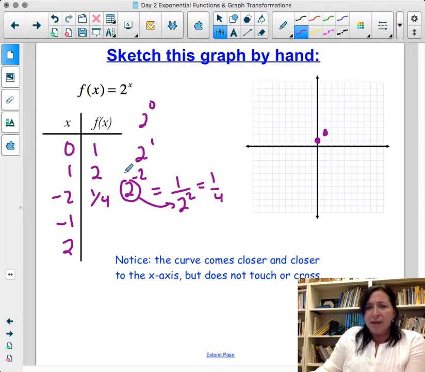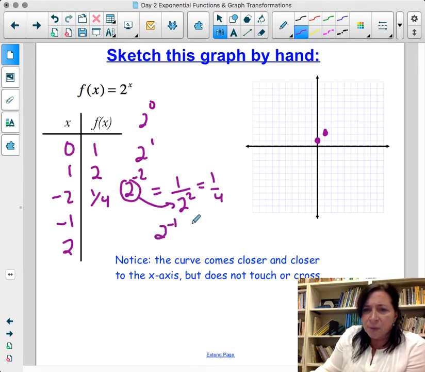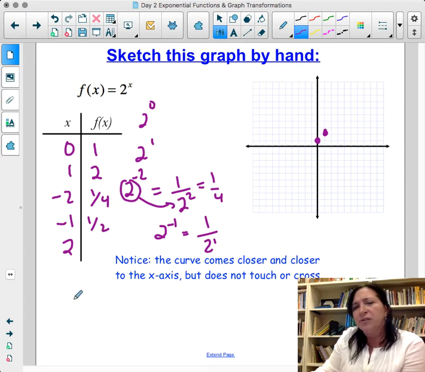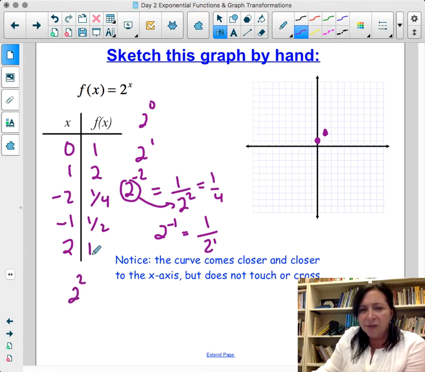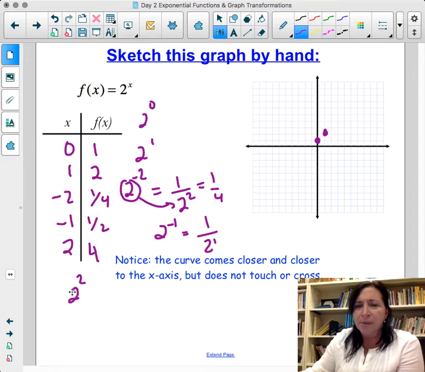And then if I plug in -1, now I'm going to go 2 to the -1 power. Again, that's 1/2 to the +1, which is 1/2. And then for +2, I'm going to go 2 to the +2 power, and that's 2 times 2, which is 4. So I'm going to plot all these points.